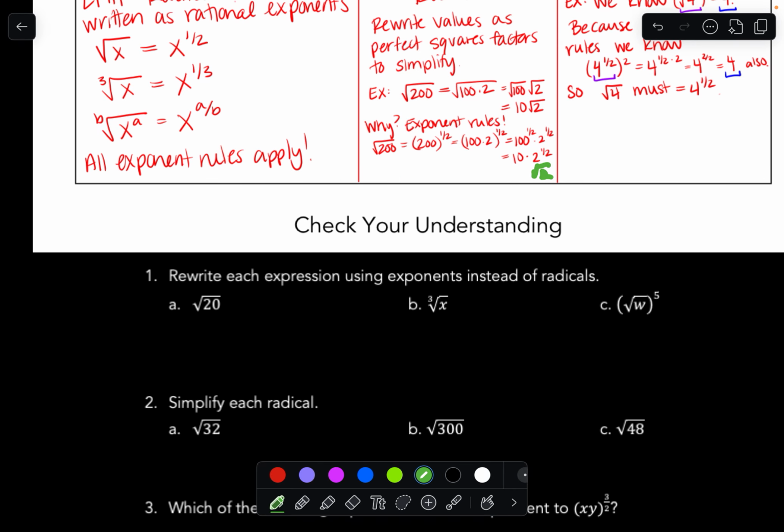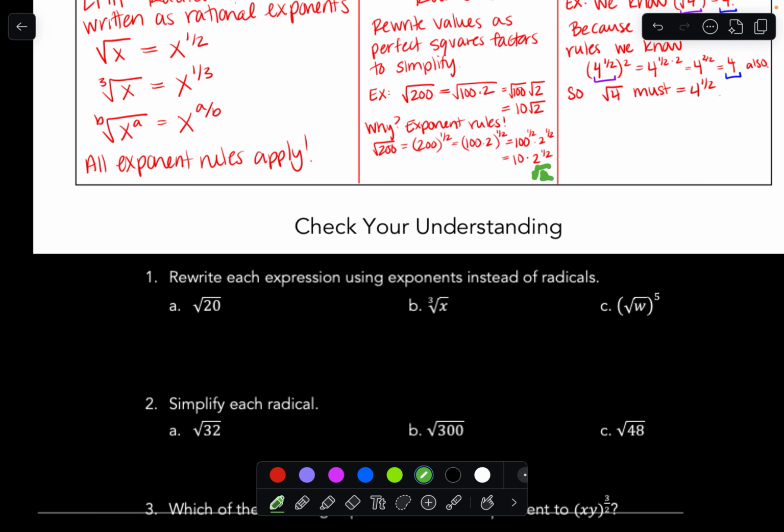It says rewrite each expression using exponents instead of radicals. So a square root of 20 can be written as 20 to the 1/2 power. Remember, there's a little 2 as the index because it's a square root. And the nth root of x is the same thing as saying x to the 1/n power. So the cube root of x becomes x to the 1/3 power.